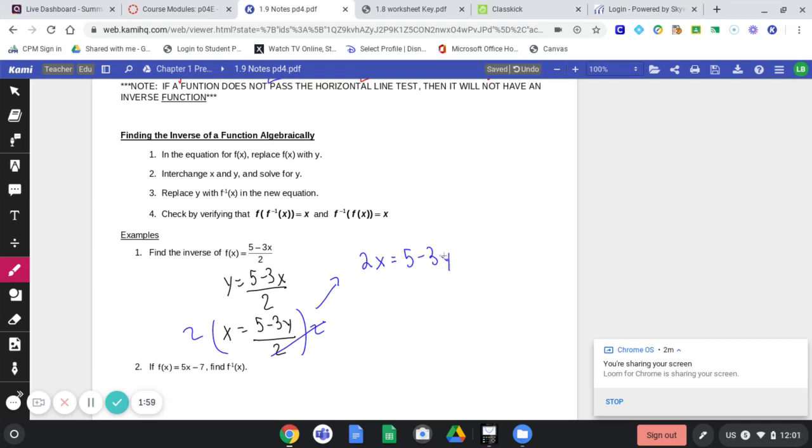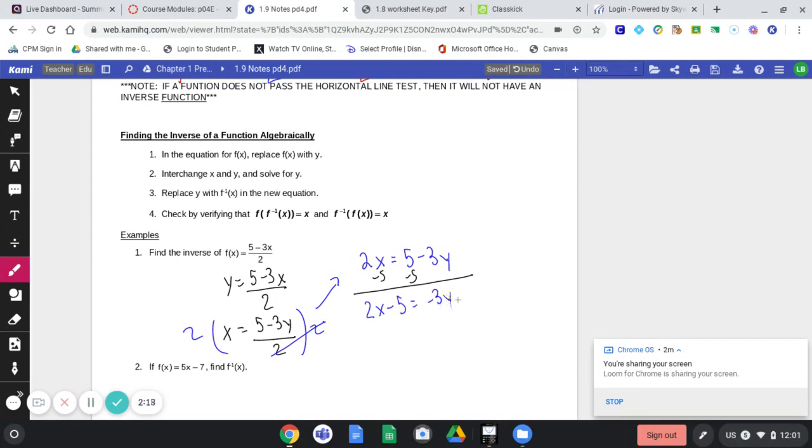From here, again, we're getting y by itself. So the next thing to move is the 5 to the other side by subtracting 5. So now I am left with 2x minus 5 equals negative 3y.